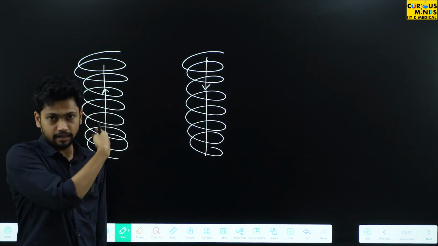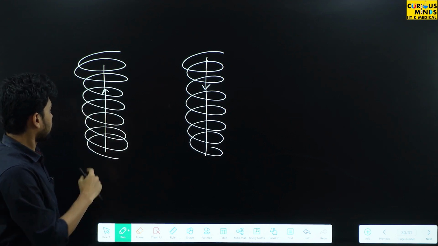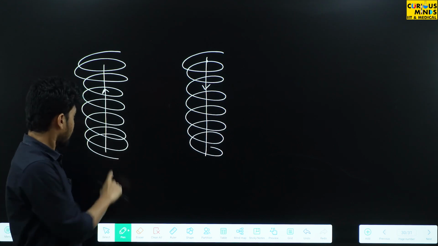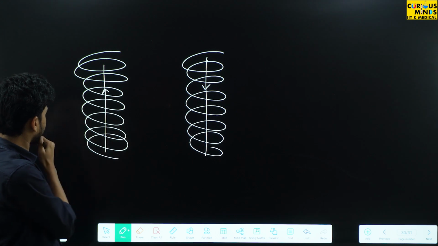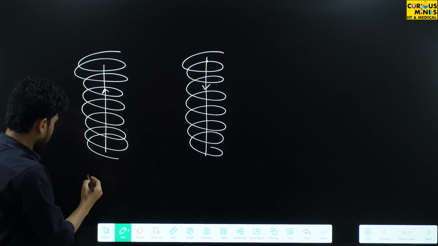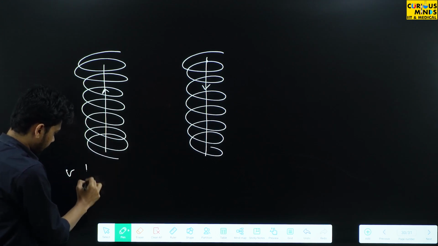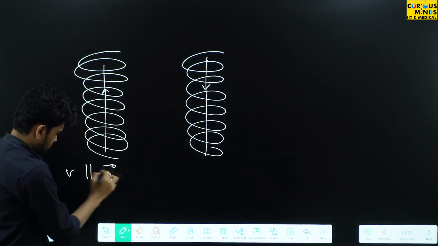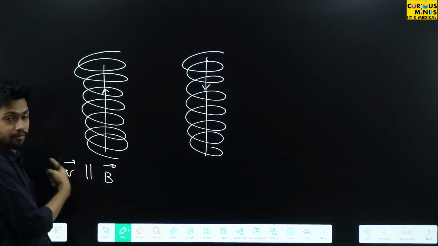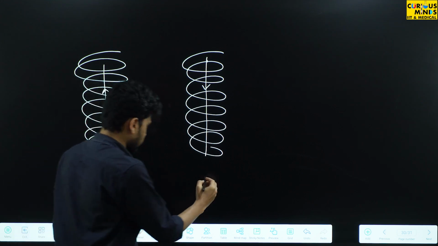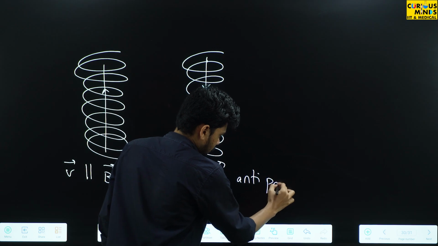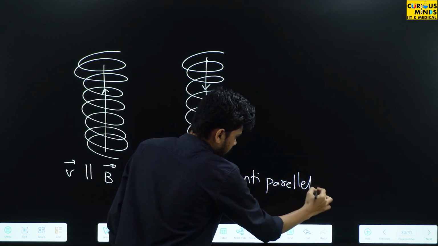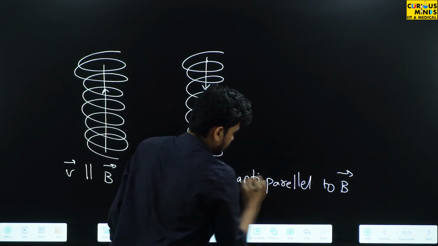And in the question, as we saw, there is an electron. We have projected an electron along this axis. So that means in those two cases, V is parallel to B, V being the velocity of that electron, or V is going to be anti-parallel to B.